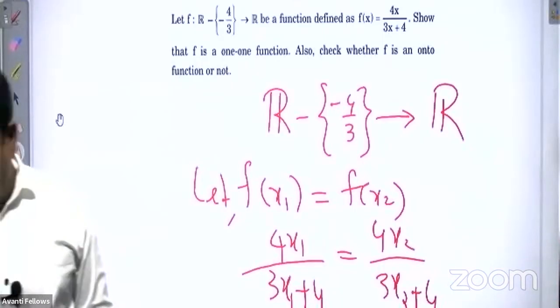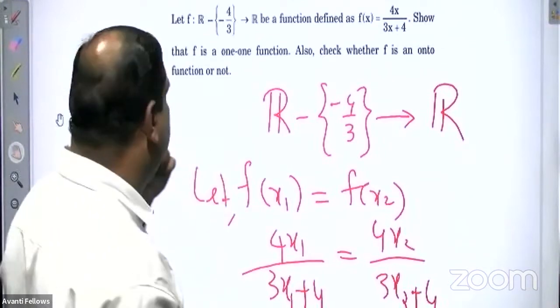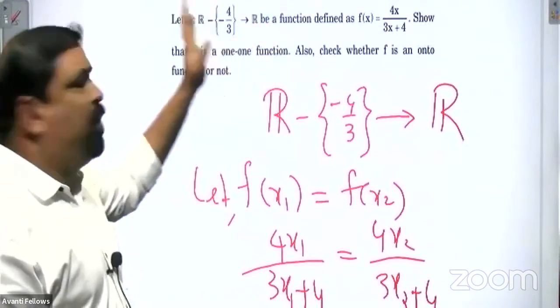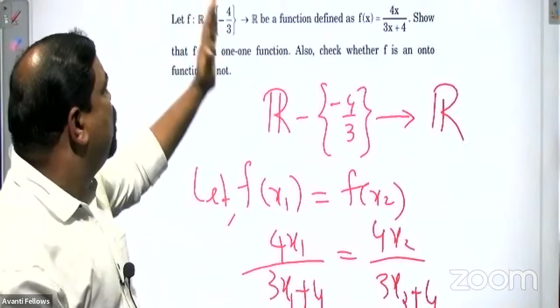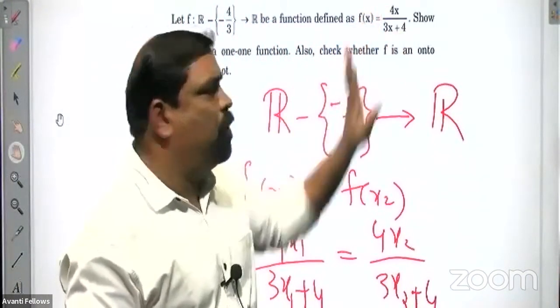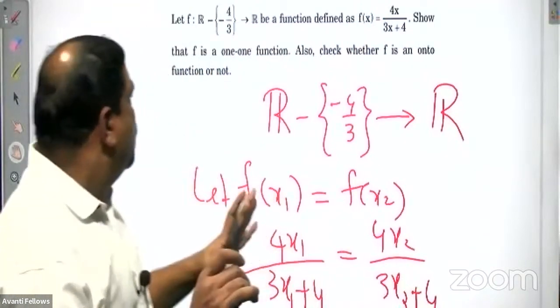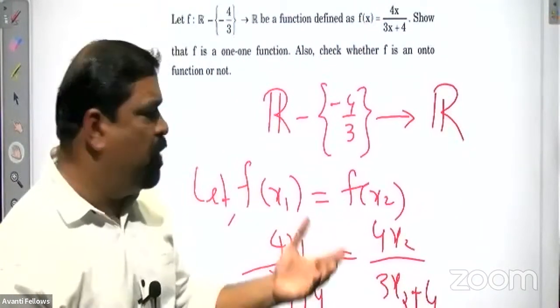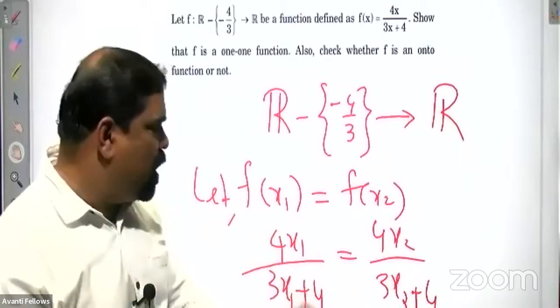I don't know whether you have followed this question anyway. This is my question. F is a function from R minus 4 by 3 to R, defined by f of x equal to 4x by 3x plus 4. The question is, show that it is a one-one function. One-one you can also prove easily. Already I have proved it.